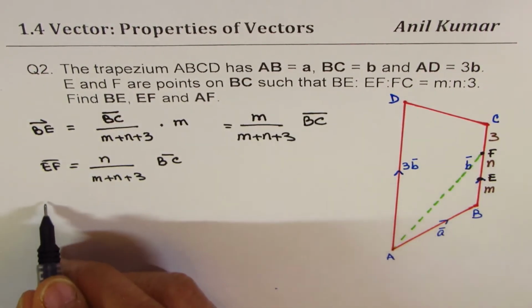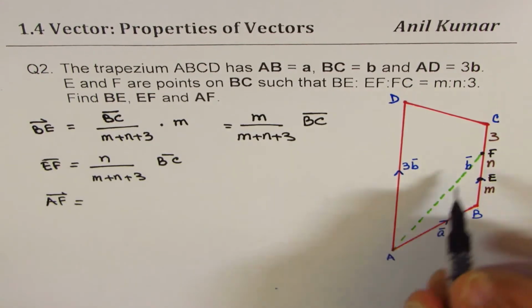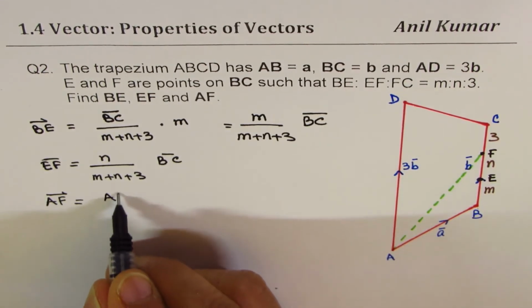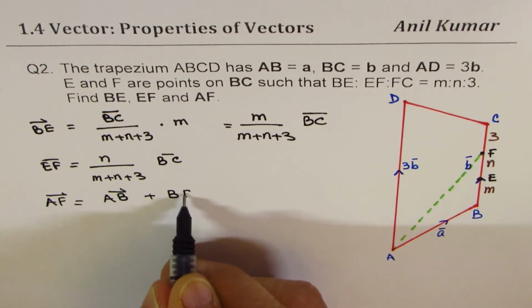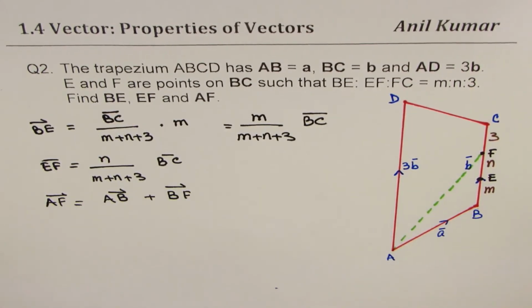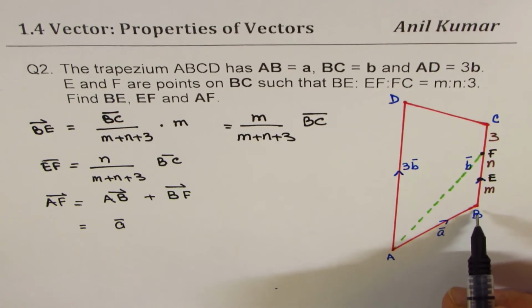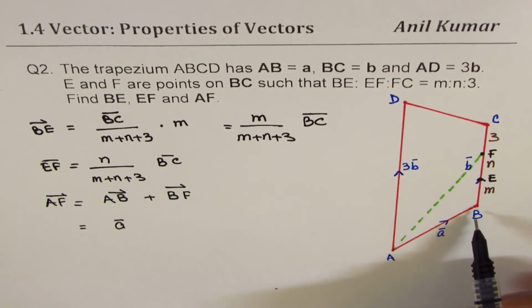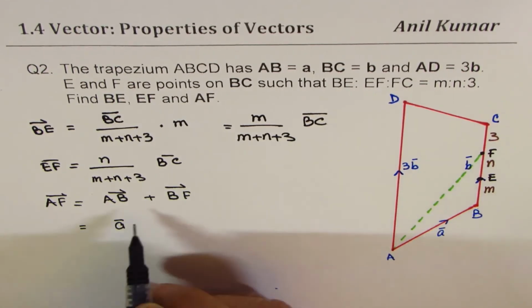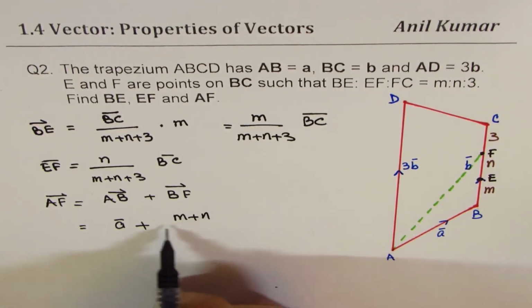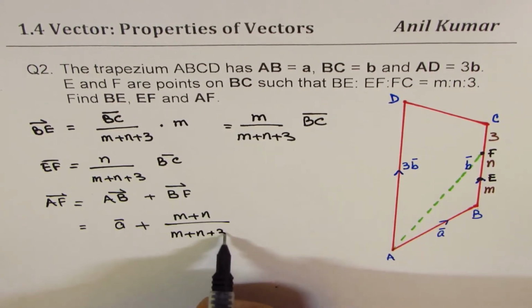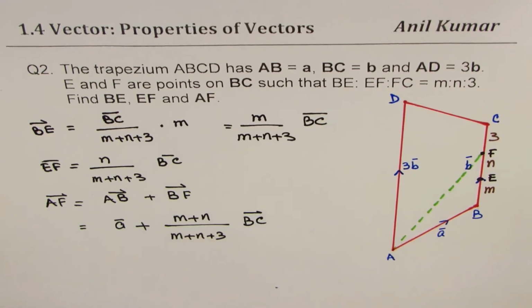Now what is AF? AF is AB plus BF. So that is what we mean by linear combination. AB is a, so I'll write a here, and BF is, now we are taking m plus n as the combination. Do you see that? So it is plus m plus n over m plus n plus 3 times BC. Perfect. So that is how we can actually get the vectors BE, EF and AF in this scenario.